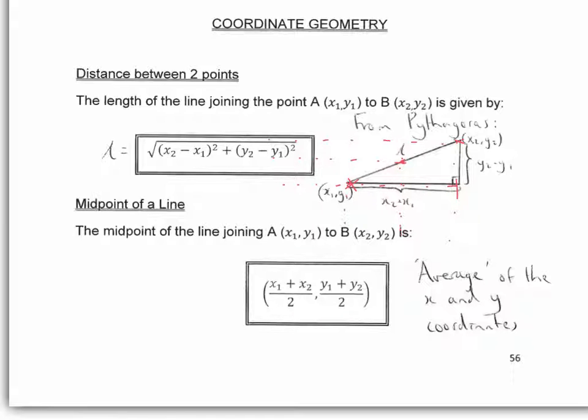So the distance between 2 points is the discrepancy between the x's squared, add the difference between the y's squared, square root, and the midpoint between 2 points is the average of the x's and the average of the y's. This one here gives you just a number, usually a surd. This one here gives you a coordinate, so make sure it's written in brackets with a comma.